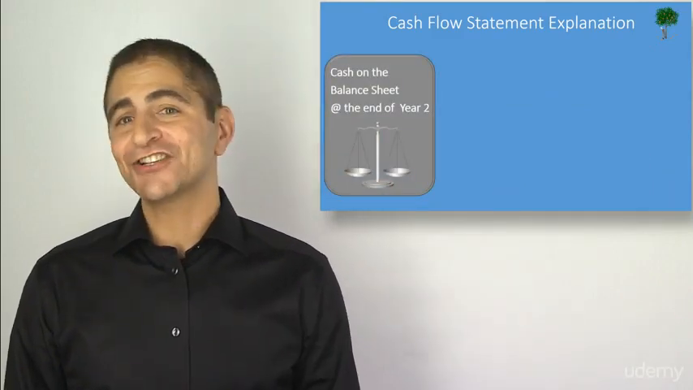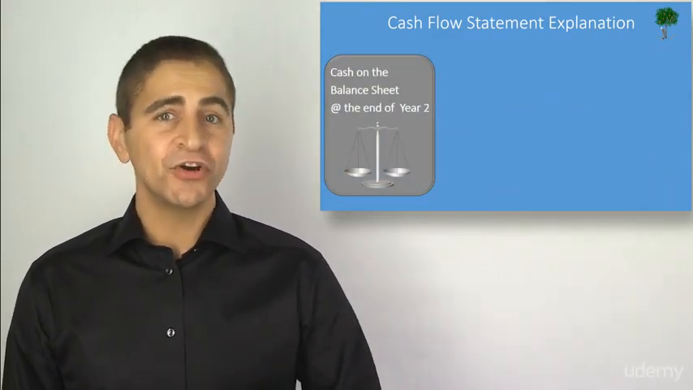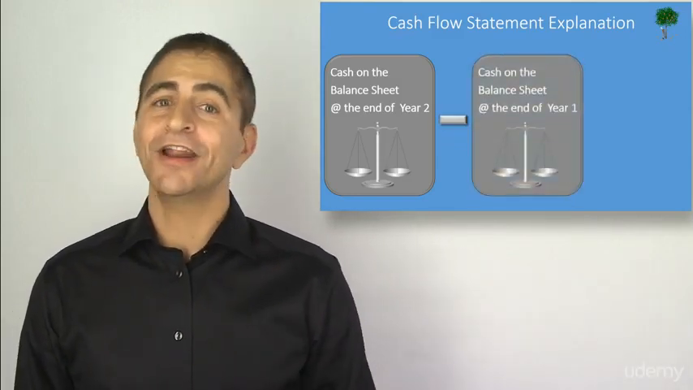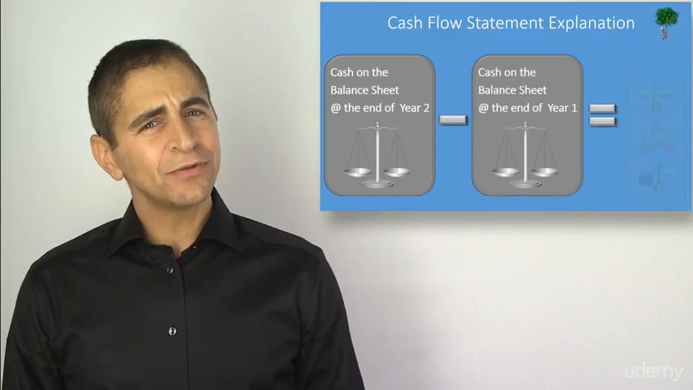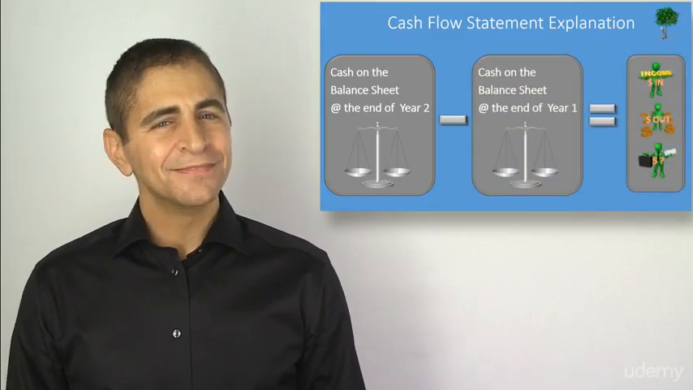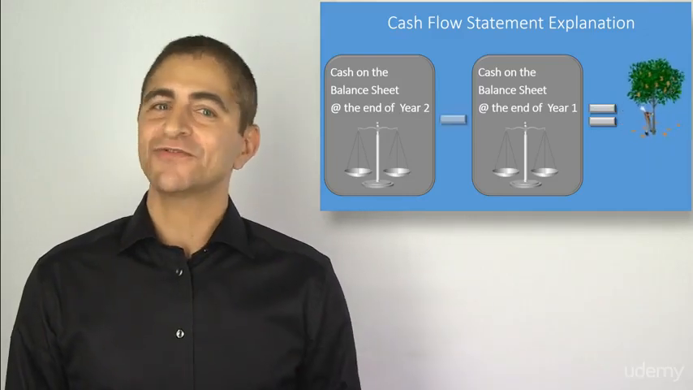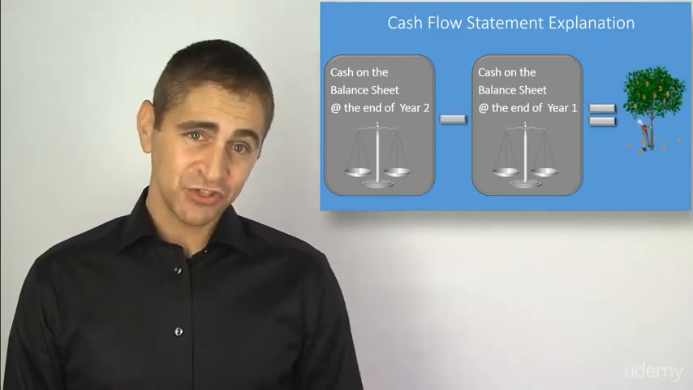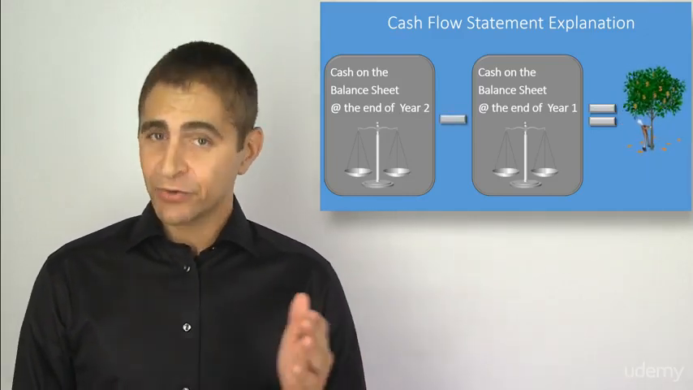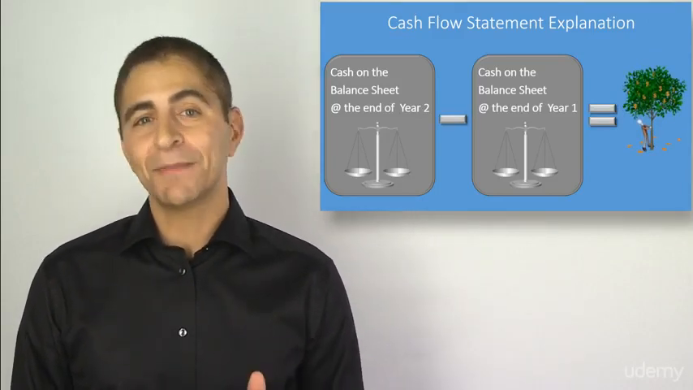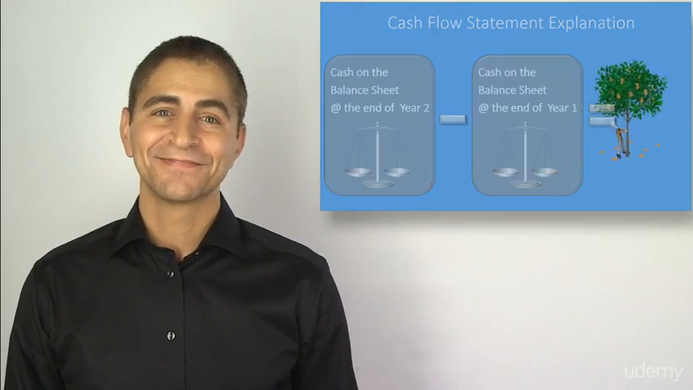So if we take the cash on the balance sheet at the end of year 2, and we deduct cash on the balance sheet at the end of year 1, does that equal net income? No, it doesn't. Not at all. And that's why we have the cash flow statement. The cash flow statement will tell you why cash increased on the balance sheet from one year to the next, or why cash decreased on the balance sheet from one year to the next.